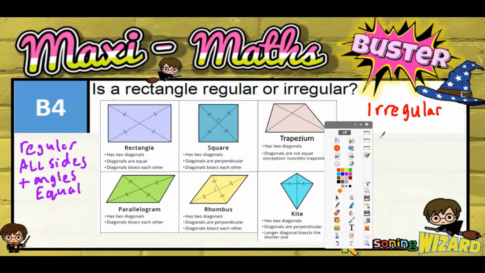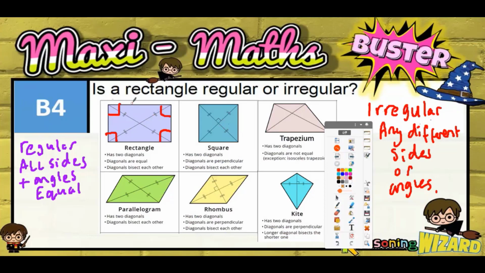So irregular means there's any different sides or angles. So with a rectangle, all the angles are the same because they're all 90. But the sides are not all the same because you've got a long one on top and bottom here, and you've got short ones on the left and right. So because not all the sides are the same, it's not regular. It can only be regular if all the sides and all the angles are the same. So a rectangle is actually irregular.